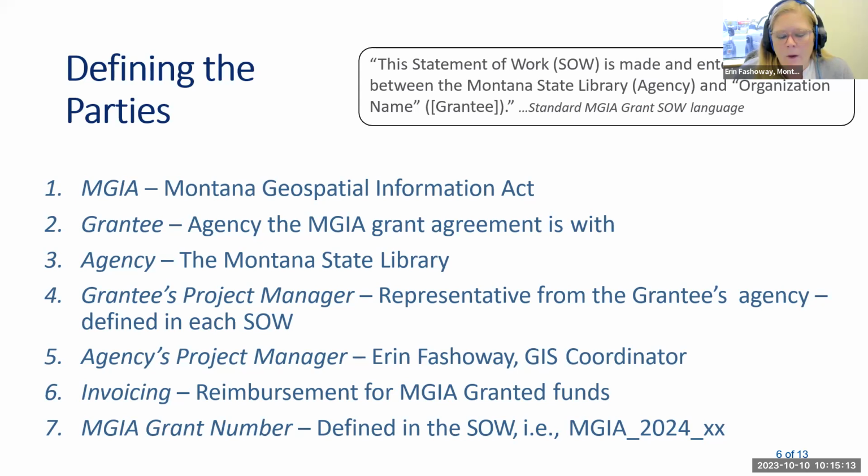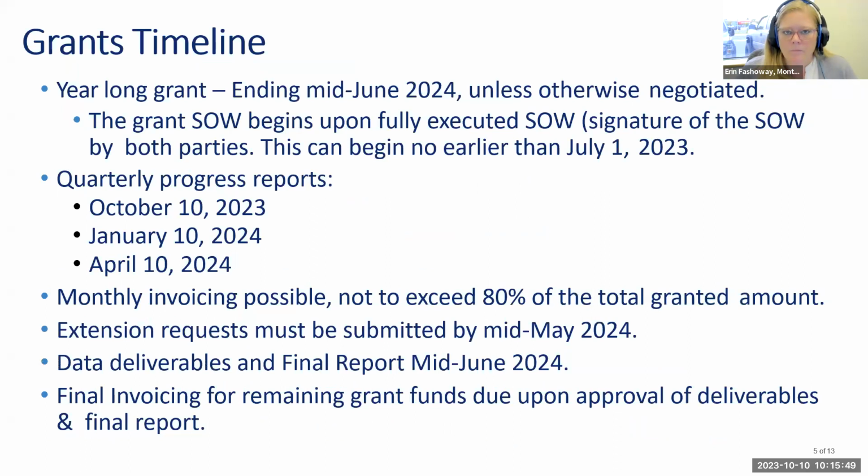And then you have an MGIA grant number. It's actually numerical, and it's got the contract year and, I think, your organization name in it, and MGIA. So you can see what that looks like here. It's MGIA_2024, and then whatever number you've been assigned. You'll also see it at the top of your contract. So we want you to reference that number in different pieces of the grant program.